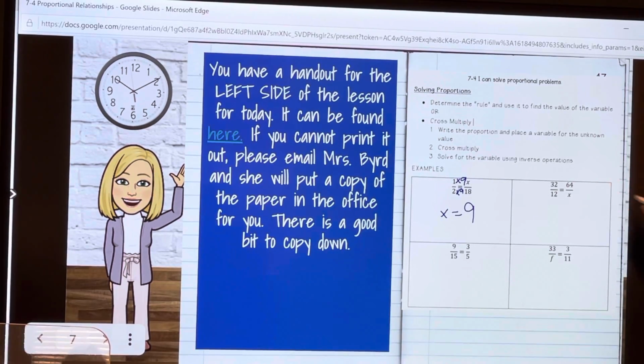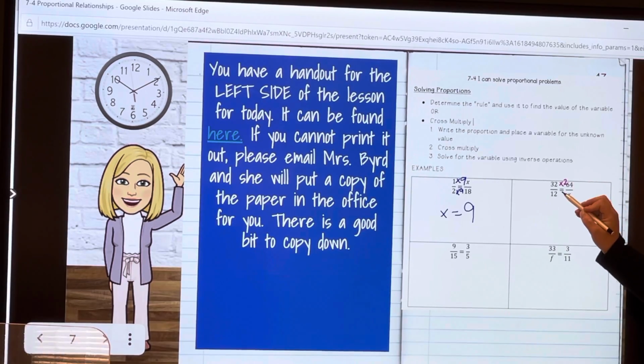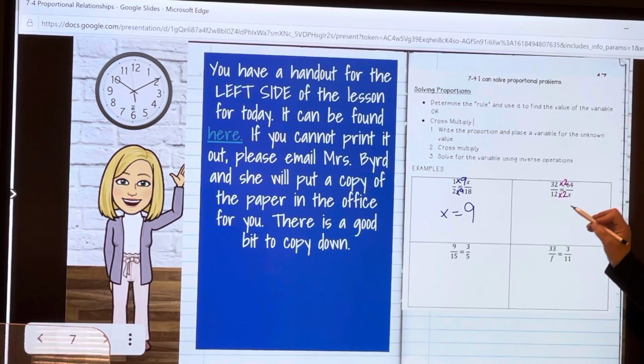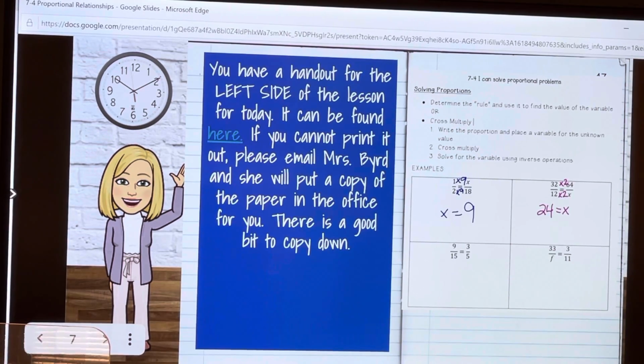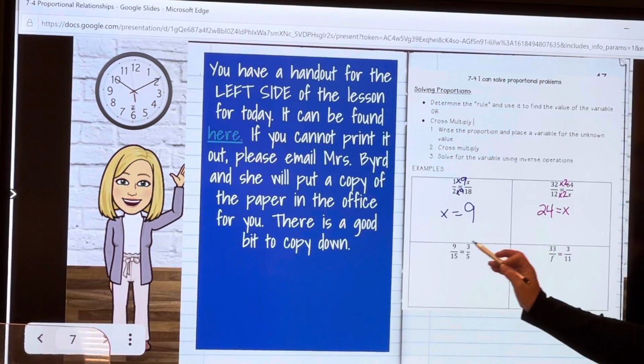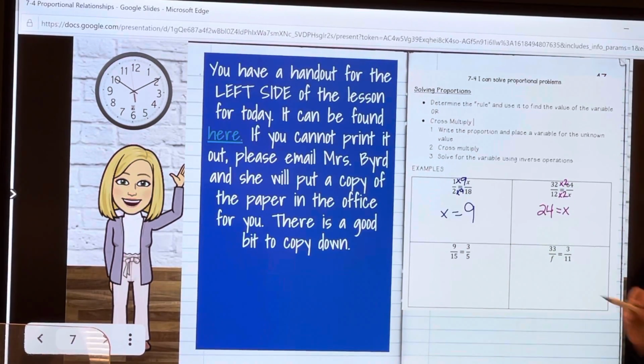Now, can we figure out the rule for the next one? How do we get from 32 to 64? Multiply by 2. So 12 times 2 is 24. So x equals 24. I made a boo-boo here where I'm showing. Alright, the next one. I did it for you. Let's see what the rule is. How do I get from 9 to 3? Divide by 3.